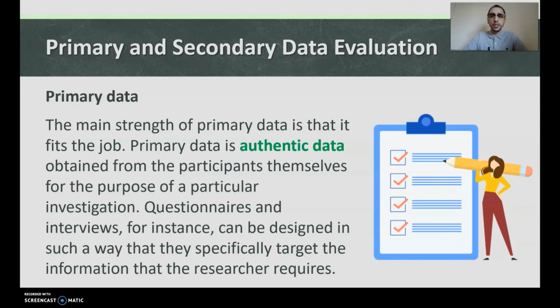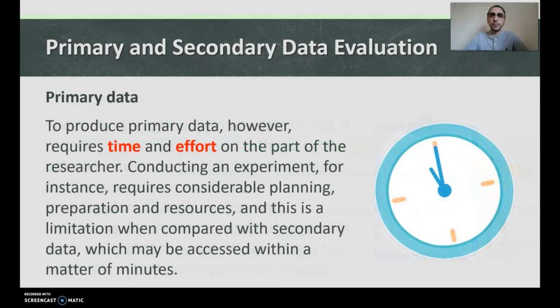Questionnaires and interviews, for instance, can be designed in such a way that they specifically target information that the researcher requires. You can make the research specific to exactly what you want to find out about. Therefore, that's primary data, and that's one of the strengths.